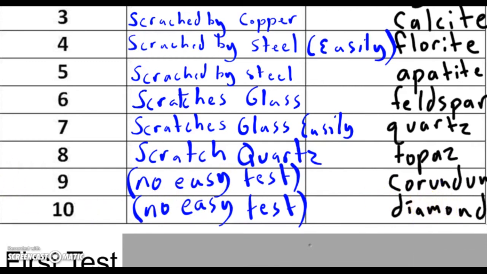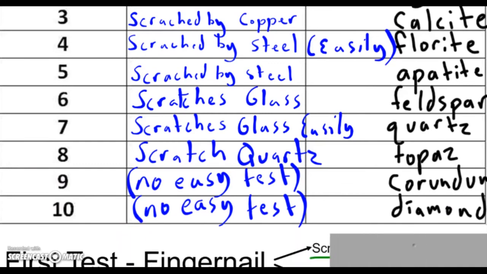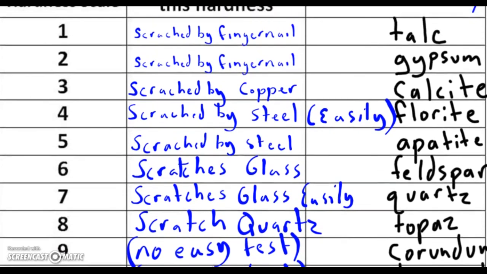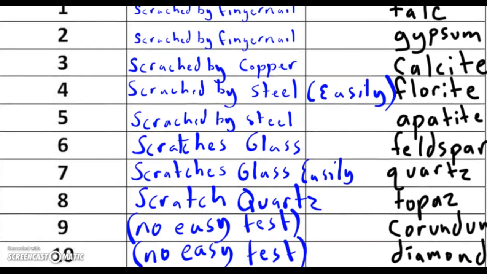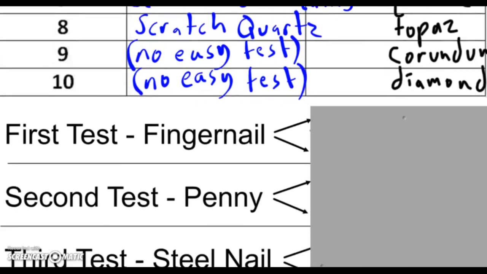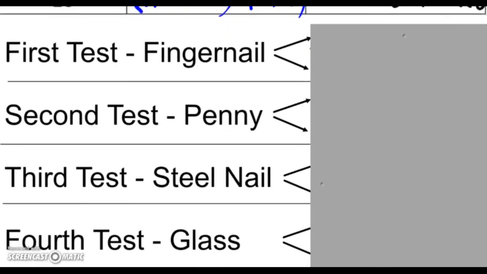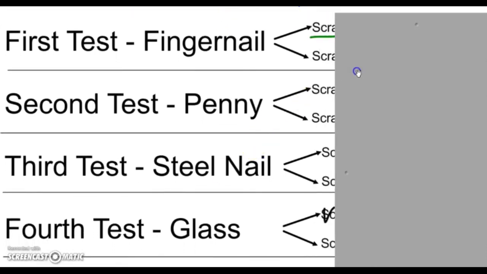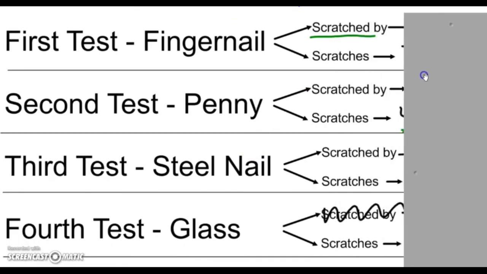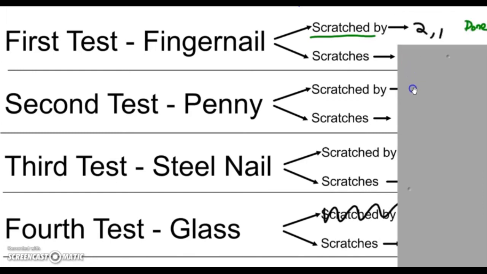So, to help make this a little easier to understand, here's how you would use this. You kind of want to go back to this when you're actually testing a mineral, but the first test you're going to do is with your fingernail. If it can be scratched by your fingernail, that means it's either a 2 or a 1. And you're done. You know that this is really soft. It's a 2 or a 1.